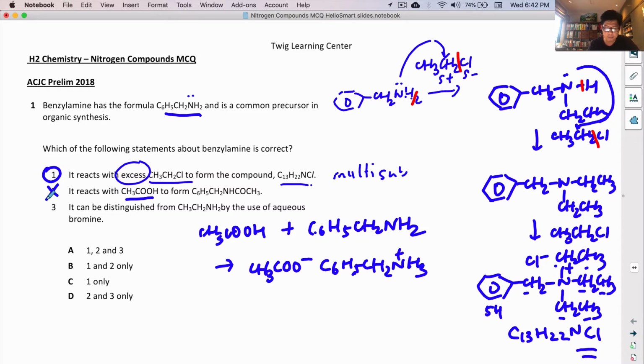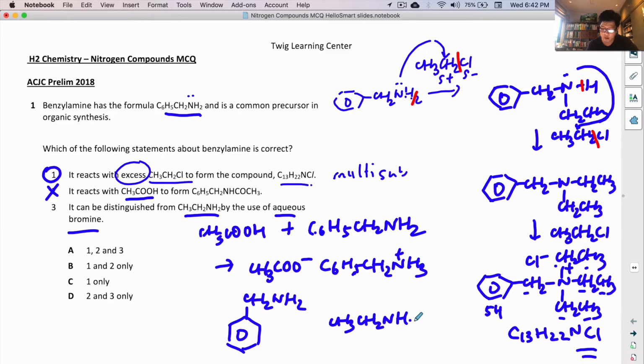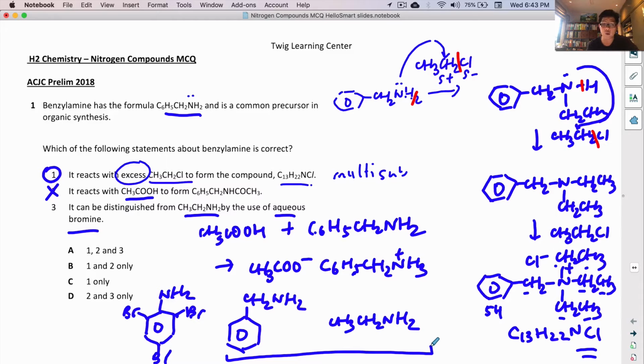It can be distinguished from this amine by the use of aqueous bromine. If you look at this amine here, it's still an aliphatic amine, so it will not react with aqueous bromine. These two will not react with aqueous bromine. The one that reacts with aqueous bromine is the aromatic amine. Only this one will react, so if you add aqueous bromine, you get the bromo product. But in this question, you can't distinguish these two with just aqueous bromine. So this is also wrong. So the answer is C, one only.